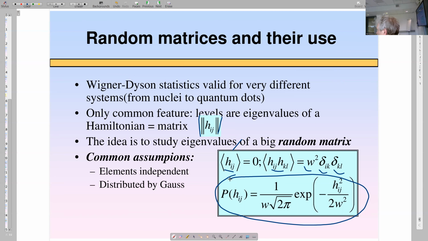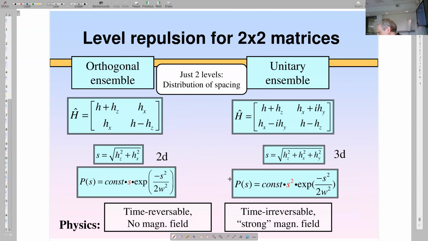Let us see how levels are distributed. There's a distinction between the elements of the matrix and the levels, which you get as a final product of lengthy diagonalization of the matrix, which eventually takes all the elements. To understand repulsion, let us look at matrices which we can easily diagonalize, just two by two matrices. Right, so let's distinguish two types of matrices.